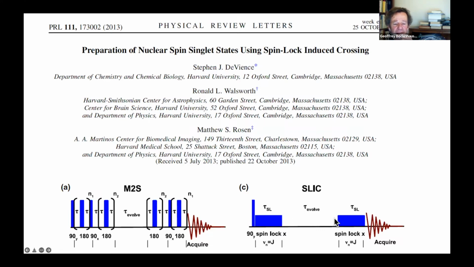between which you would like to excite a long-lived state. And then you allow that to evolve. There's no need to apply a field typically, and you can use another spin lock to bring it back into magnetization. A very beautiful paper.